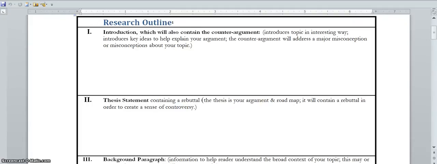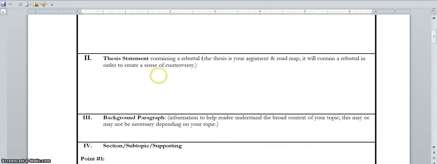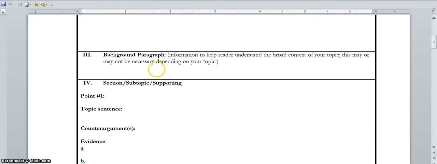interest in this topic. You'll want to state the thesis statement. The thesis statement should contain a sense of the controversy, a sense of the counter argument as well. The background paragraph, again, you want to help the reader understand the context of your topic. For some of you it might not be necessary, but for others it might be something you want to include.